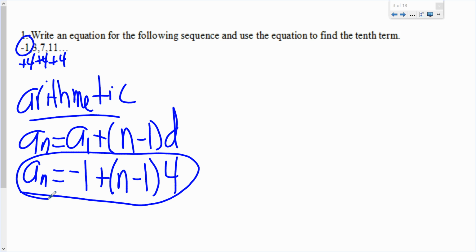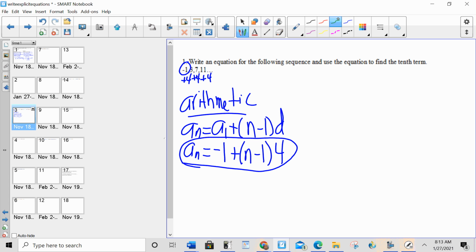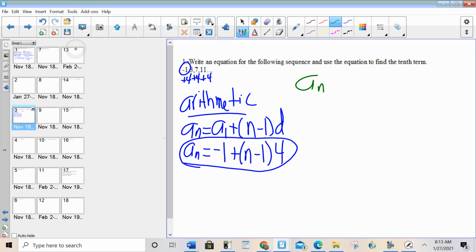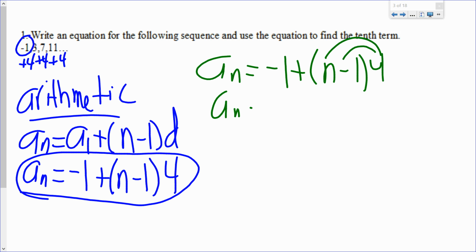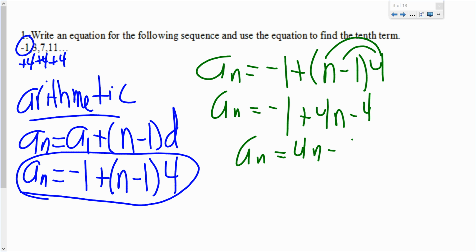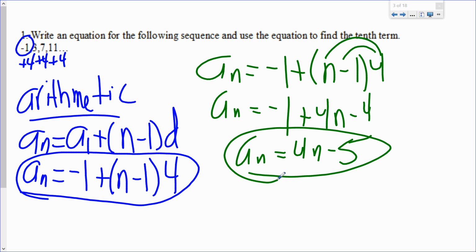Now, if this is a question on an exam and it's multiple choice, you might see your answer like that, or you might see it in mx plus b or standard form. So if I wanted to put it into an equivalent form, I'll do that in green here. a_n equals -1 plus (n minus 1) times 4. I would distribute the 4 and combine like terms, and I would get this. So either of these answers are fine if it's open response, but if it's multiple choice, you might see them either way.